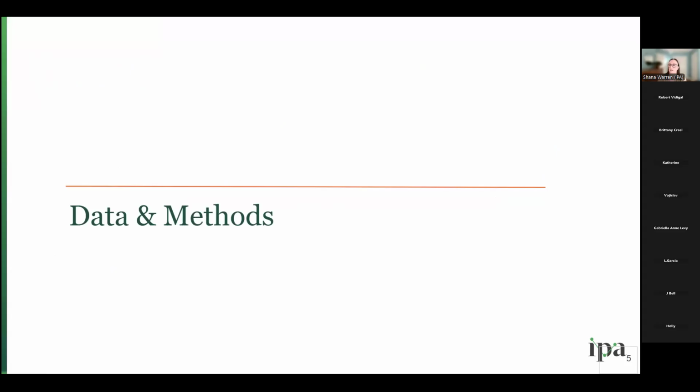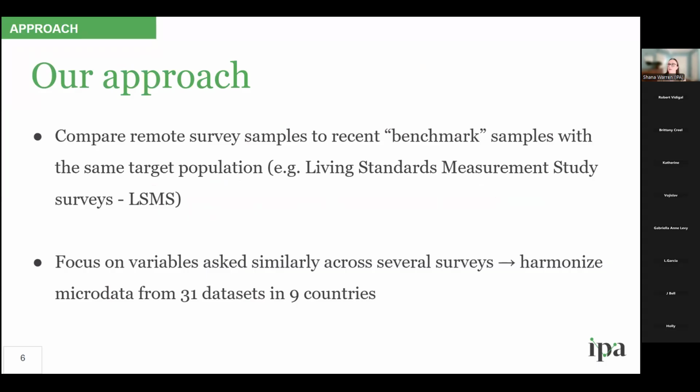So how did we approach this? Big picture, you could do a side-by-side comparison. It's a bit tough to sell that. So we compare remote survey samples to a recent, quote unquote, benchmark. These benchmarks are our best estimate of what the ground truth is, because to estimate how far off your survey sample is, you need a ground truth.